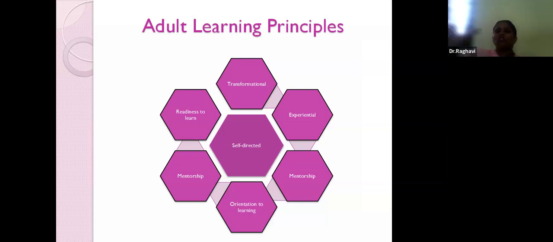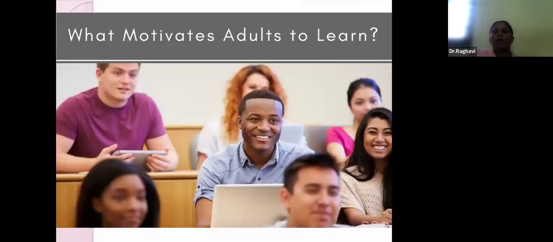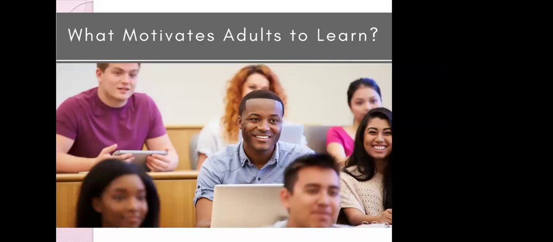Okay, so based on these principles, this is how adult learning works. Okay, now I'll ask this question and we will keep the forum open. What motivates adults to learn? Now you tell me, after going through all of these principles, what motivates adults to learn? Tell me. One thing would be career aspiration, I think.